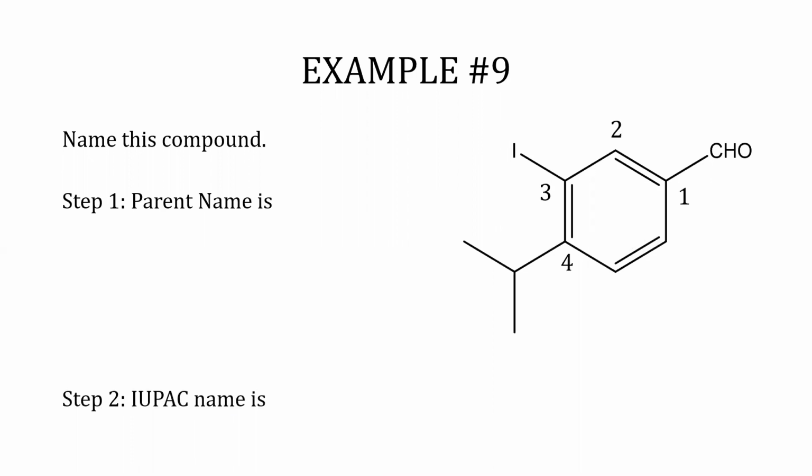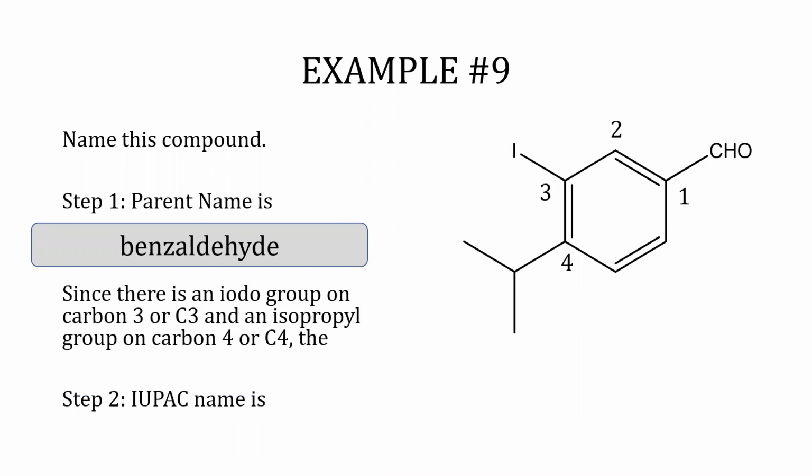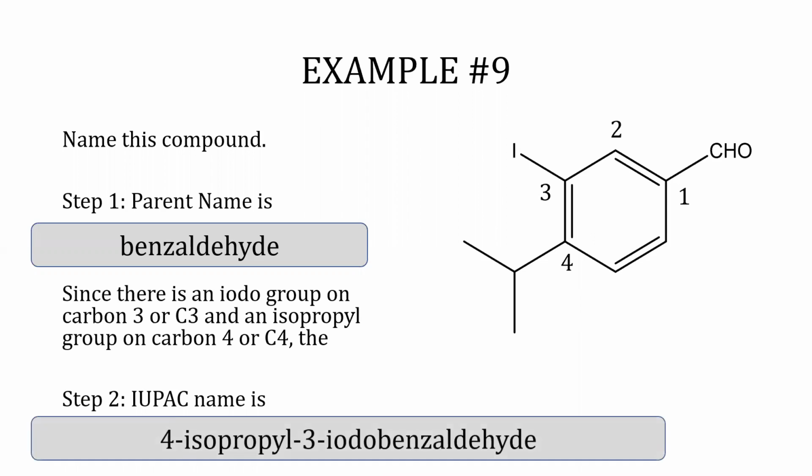Example 9 has a parent name of benzaldehyde. There is an iodo group on carbon 3, or C3, and an isopropyl group on carbon 4, or C4. The IUPAC name is 4-isopropyl-3-iodo benzaldehyde.